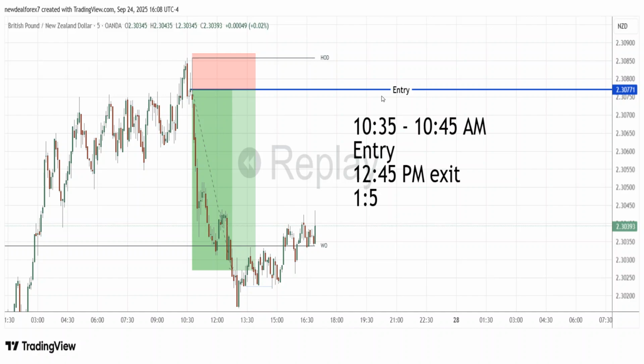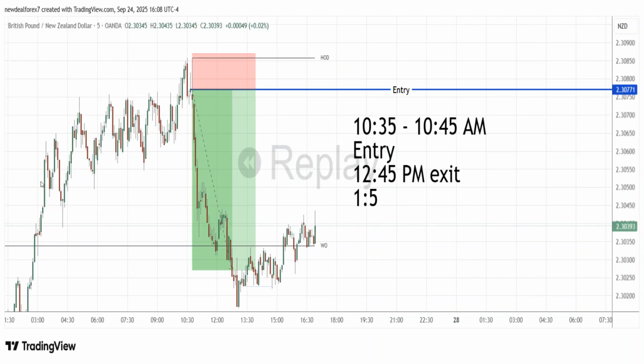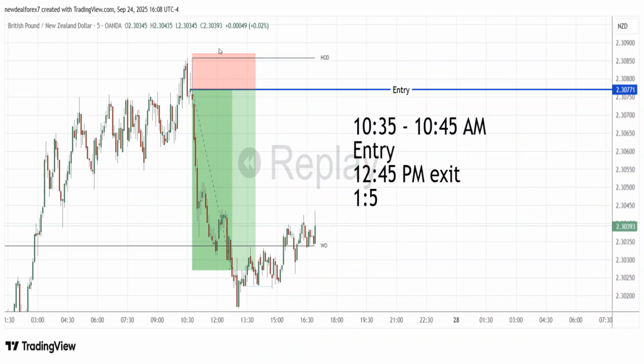Entry window was between 10:35 and 10:45 a.m. Your exit would have been at 12:45 p.m. And this was good for 1 to 5. So this is a perfect trade because you'd like to be out by the conclusion of this 9 a.m. candle between 9 and 1 p.m. You would have been done with this one on this candle's close, right? Because I said the exit was 12:45. So will it always be like this? No. But if this big move comes between 9 and 1, take it.